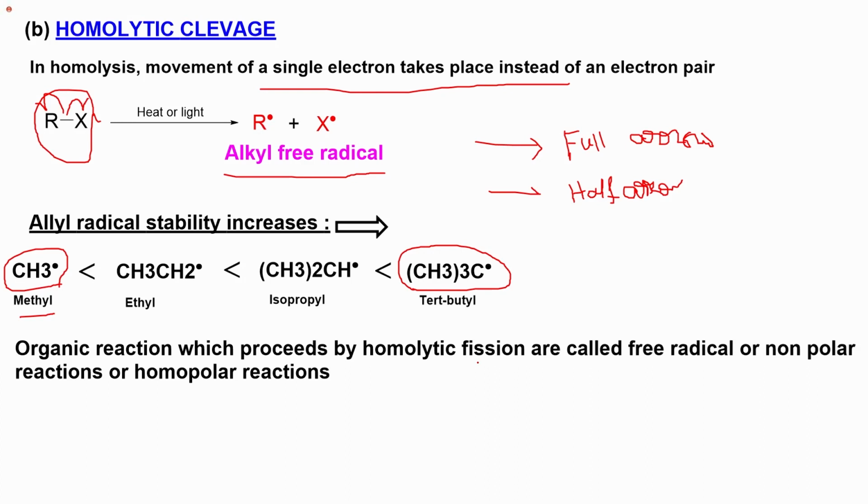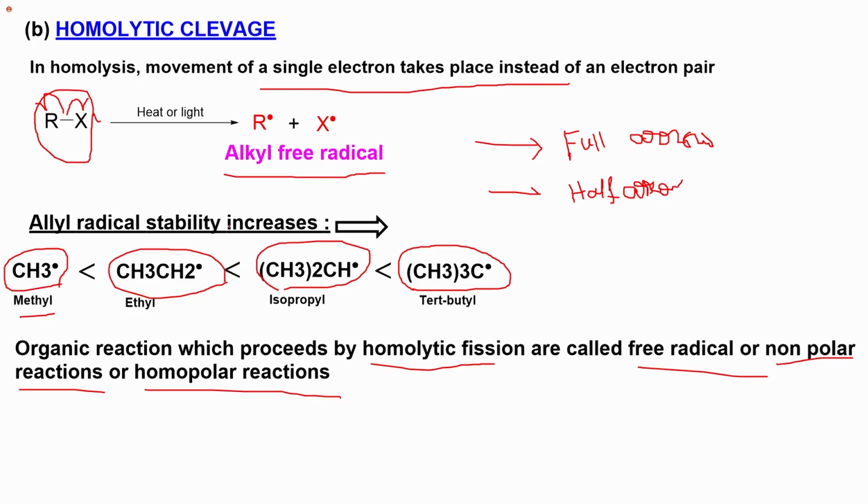Organic reactions which proceed by homolytic fission are called free radical or non-polar reactions or homopolar reactions. So these are all free radicals: ethyl radical, isopropyl radical, tert-butyl radical, methyl radical. It is a non-polar reaction and homopolar reaction. Why non-polar? Polar means there is some distribution of charges, but here there is no such distribution of charges or electron density, so it is a non-polar reaction.